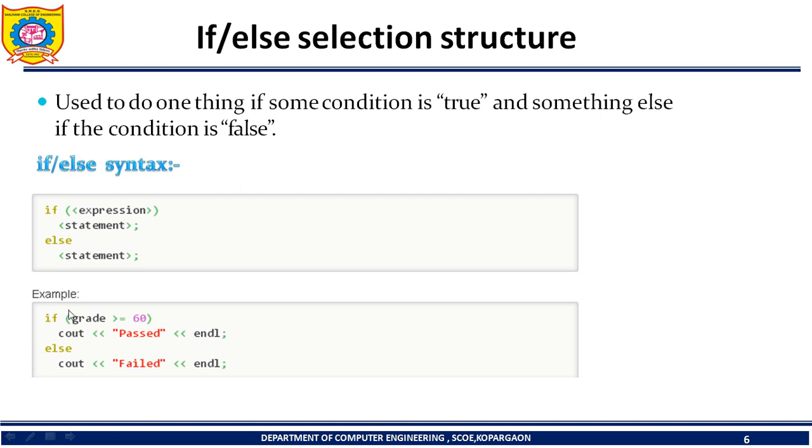the if part gets skipped by the compiler and only the else part gets executed by the compiler. For example, if the grade is greater than or equal to 60, then it will print passed, otherwise it will print failed. That means if this condition is true, then the if part gets executed and it will display passed. But if this condition is false, that means the grade is not greater than or equal to 60, then the if part gets skipped and only the else part executes, that means the system will display failed only. This is how the if-else gets executed.